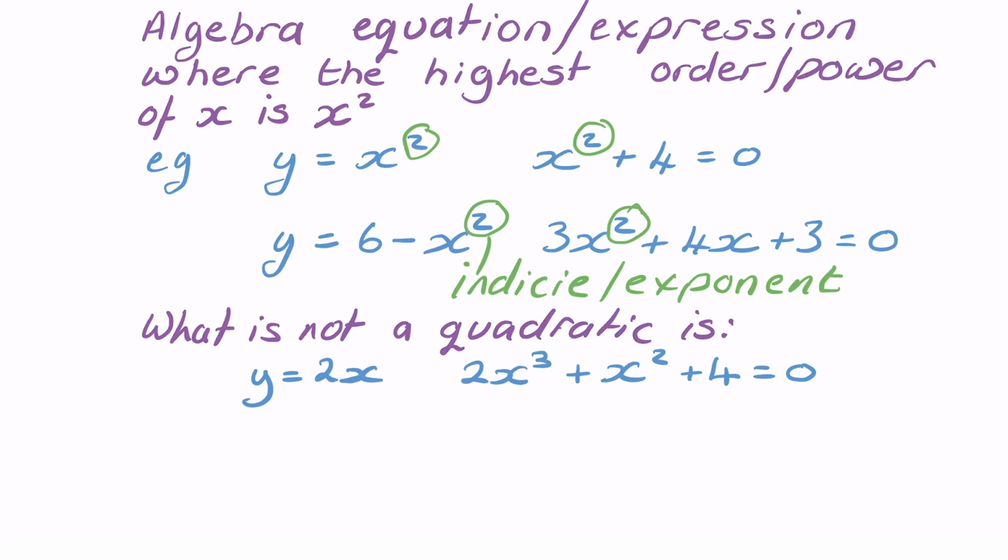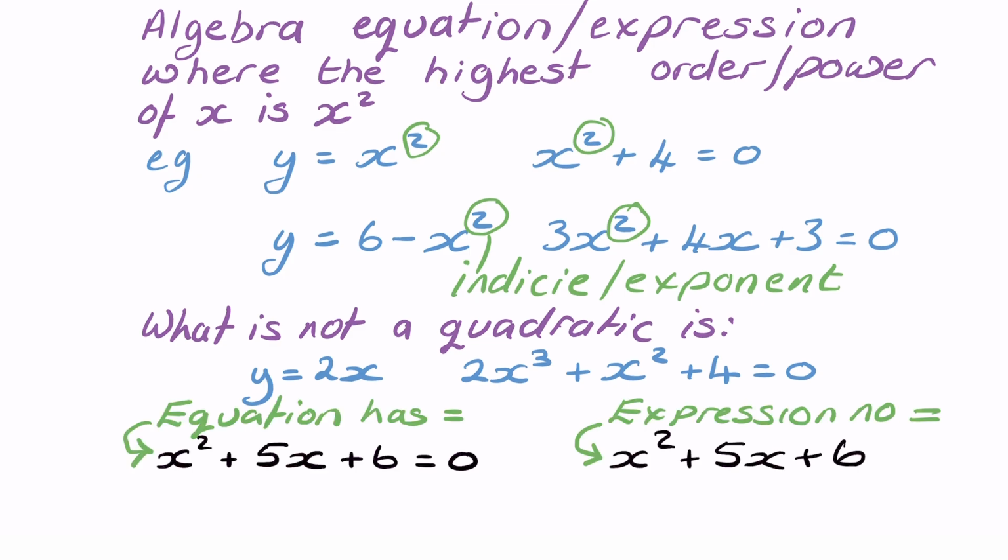So what is not a quadratic is something like this, y equals 2x, because there's no squared term. Here, although there is a squared term, there's a cubed term here with this 3. And so that is not a quadratic, that's a cubic. That will not produce a parabola, the U-shaped graph.